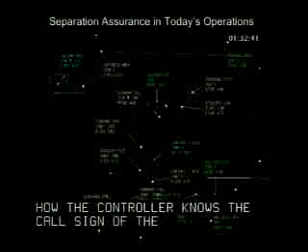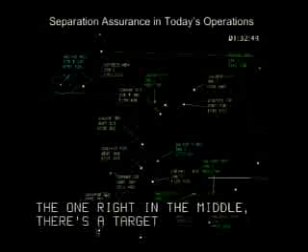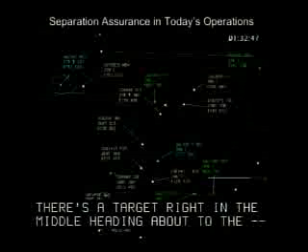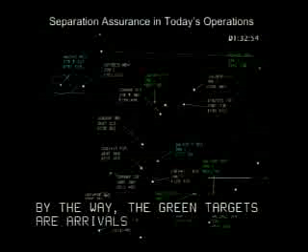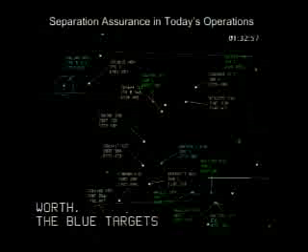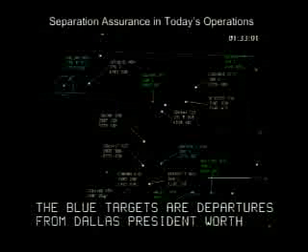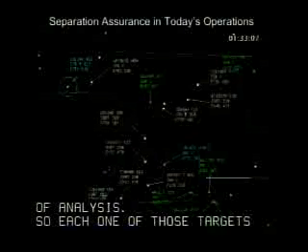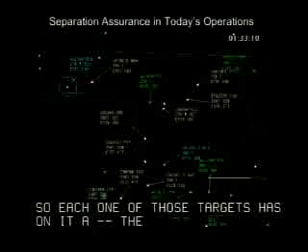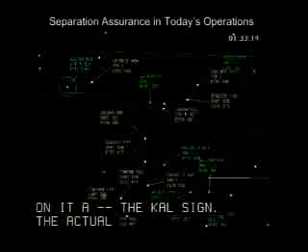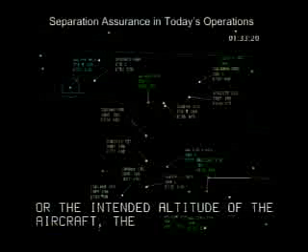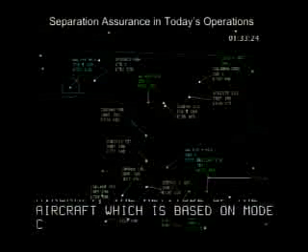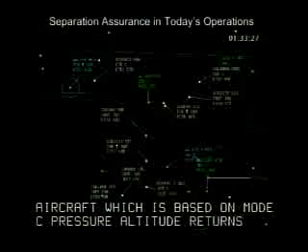The one right in the middle, there's a target right in the middle heading in a northeasterly direction under the green. Oh, by the way, the green targets are arrivals to Dallas-Fort Worth. The blue targets are departures from Dallas-Fort Worth, and the white targets are everything else. We just color code them for ease of analysis. So each one of those targets has on it the call sign, the actual flight plan altitude or the intended altitude of the aircraft, the actual altitude of the aircraft, which is based on Mode C pressure altitude returns that come back from the aircraft along with the radar data, the ground speed of the aircraft, and the aircraft type.